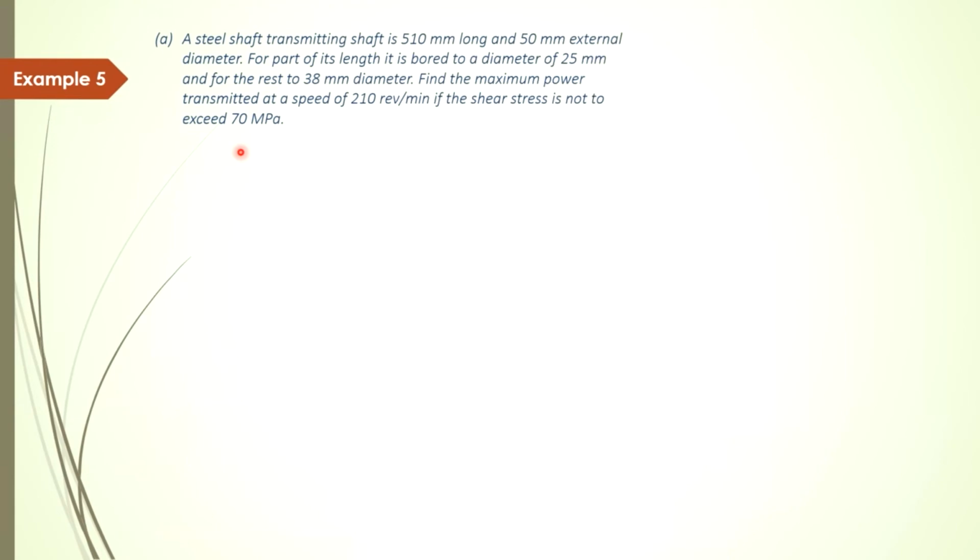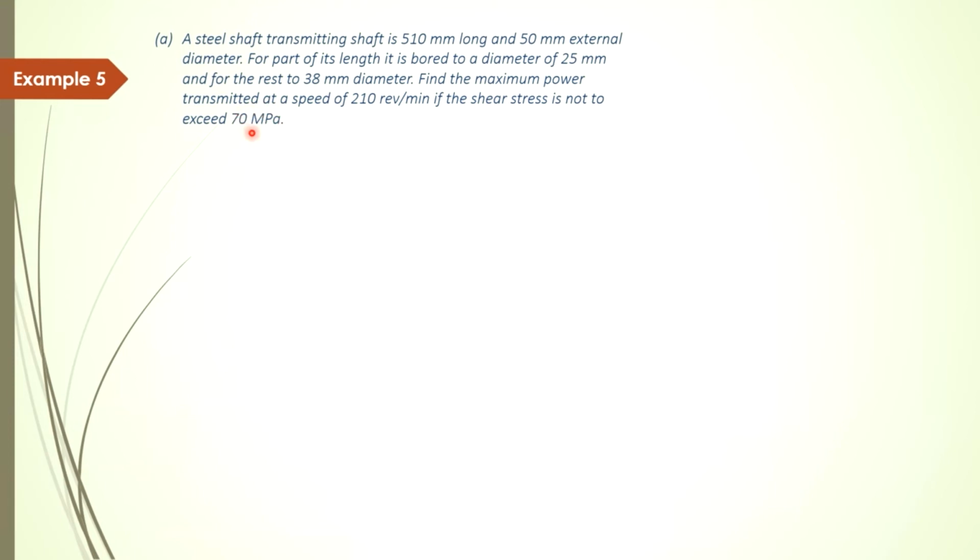Now we're going to example 5. A steel shaft 510 millimeter long and 50 millimeter external diameter. For part of its length, it is bored to a diameter of 25 millimeter and for the rest to 38 millimeter diameter. Find the maximum power transmitted at a speed of 210 revolutions per minute if the shear stress is not to exceed 70 megapascal.